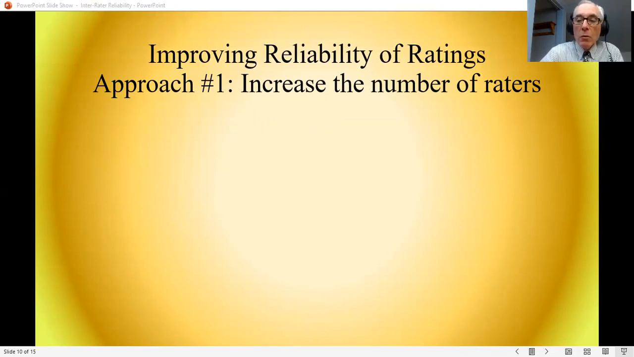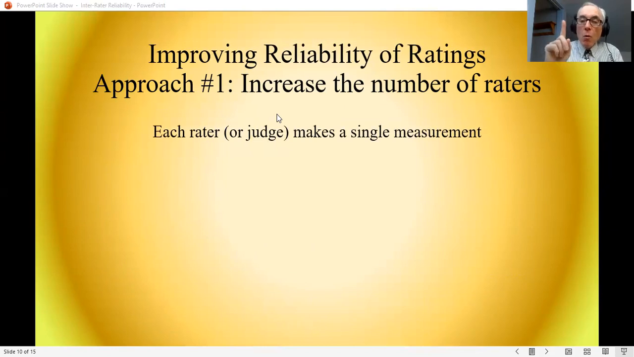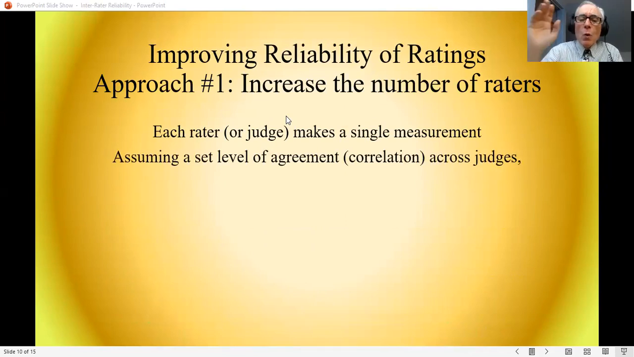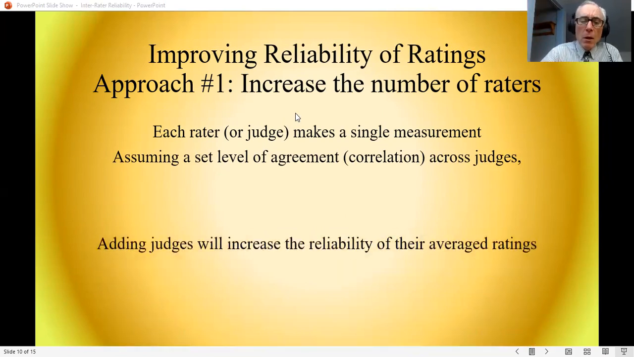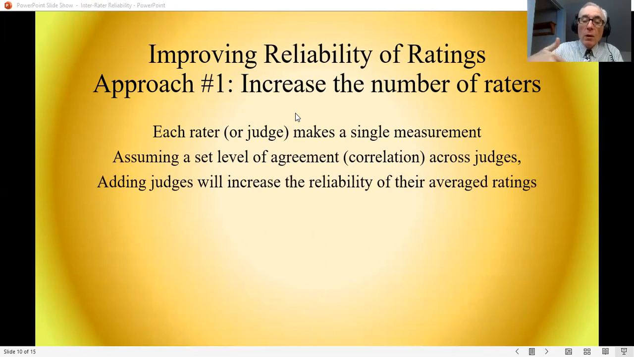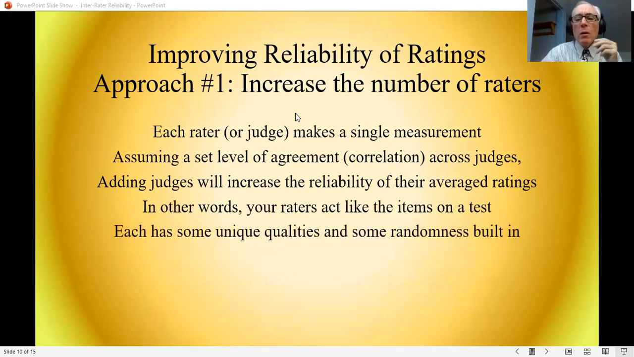Simple thing here is that you're going to increase the number of raters, the number of judges. So remember, each judge is taking one measurement. I assigned a rating of 74, whatever, on some scale to a product. And if we assume that our judges correlate at a certain level, whatever that level might be, then adding judges is going to increase the reliability of their pooled or averaged ratings. In other words, your raters here are basically operating in a manner analogous to the items on a test. If you go from 10 items to 20 items on a test, it tends to get more reliable. If you go from 4 judges to 8 judges, their average judgments will tend to get more reliable.